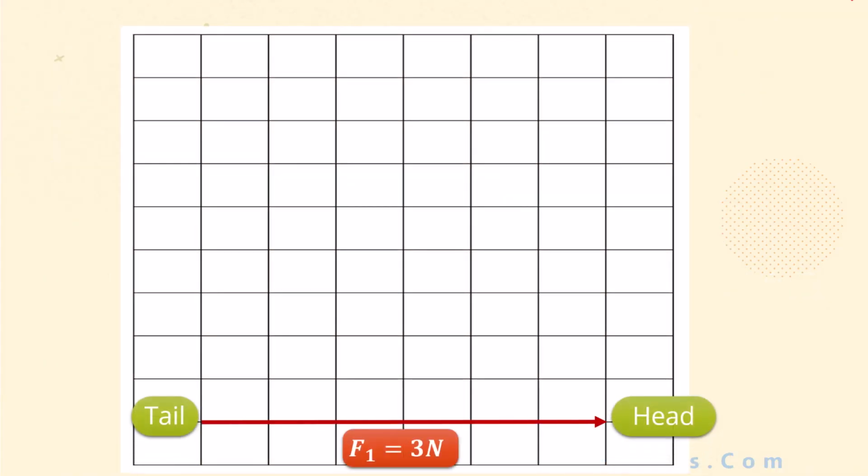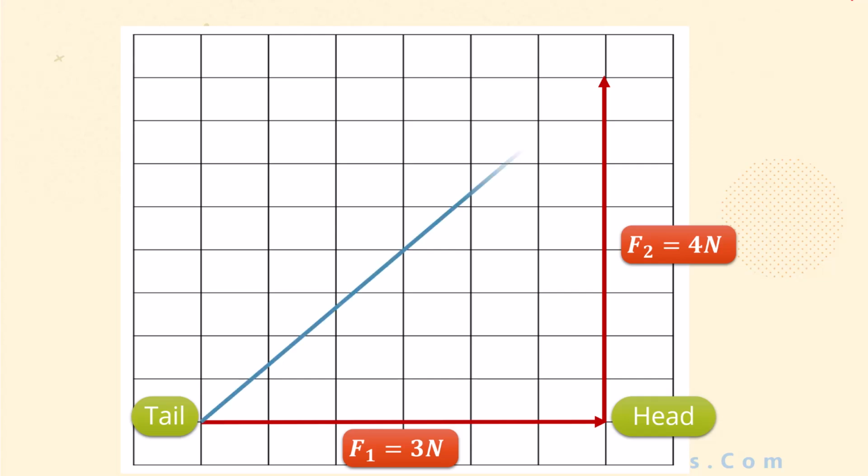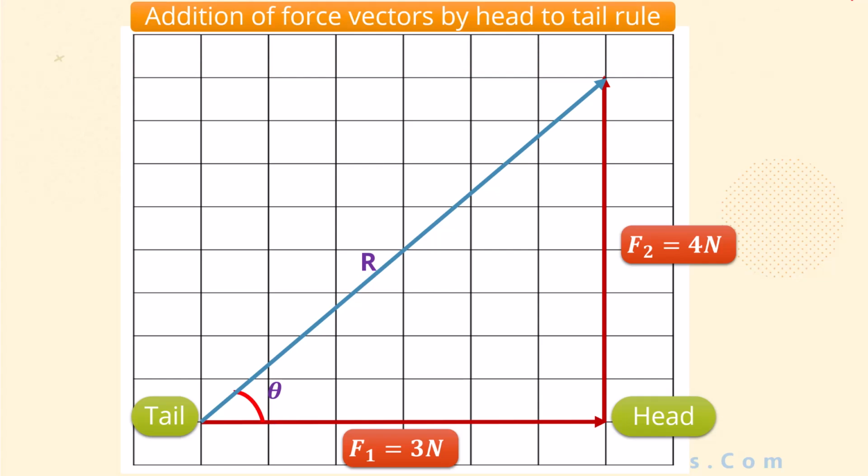There is a first vector which is 3 Newton and it's horizontal. The tail and the head of this vector are also shown. Next I have to draw the second vector in such a way that the tail of the second vector will coincide with the head of the first vector. At the end, I have to draw the resultant vector, which will point from the tail of the first vector to the head of the last vector, which is given here. It's the resultant vector. This vector also makes an angle theta with the horizontal. This actually shows the direction of that vector.